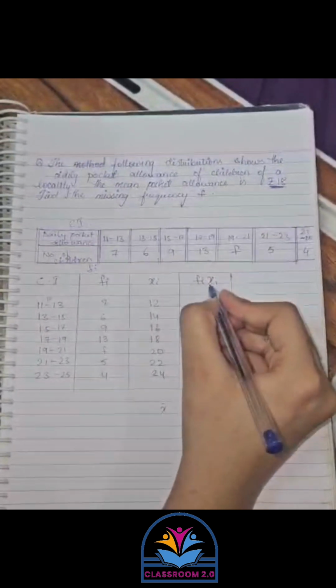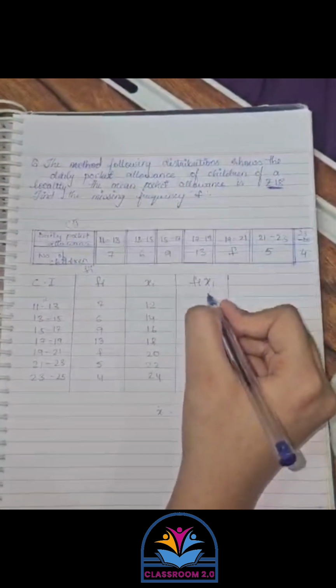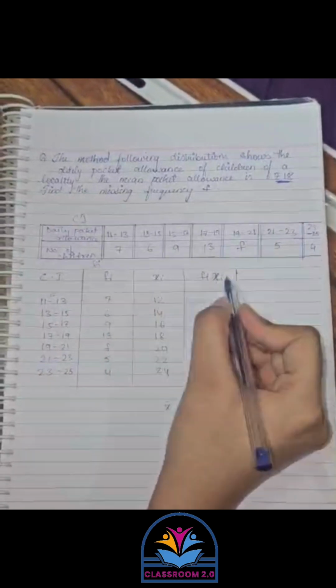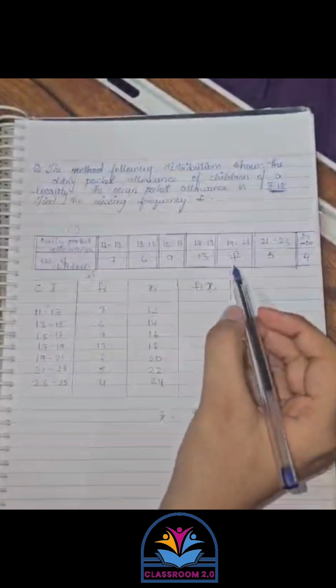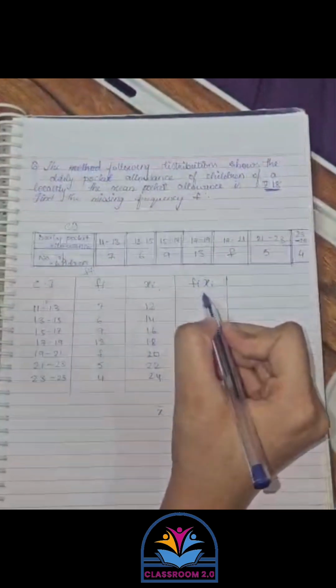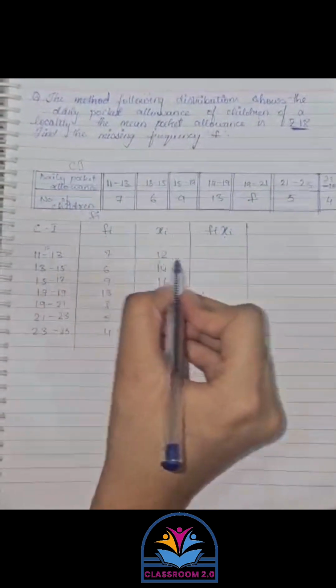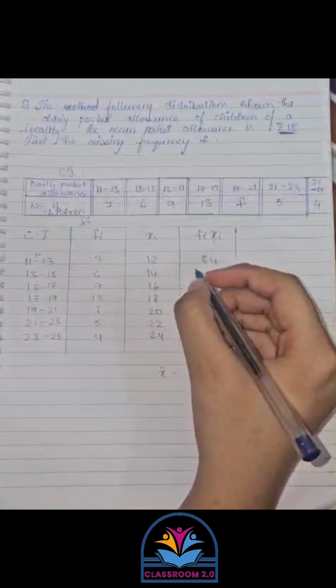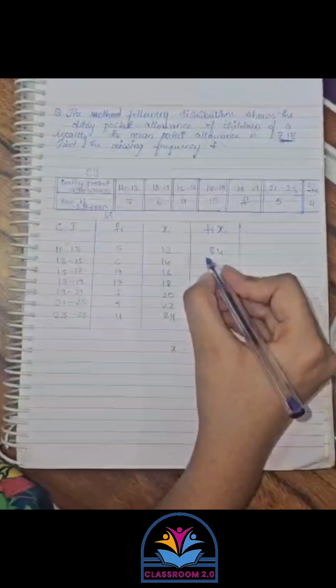Now I need to take out fi xi. And how am I going to do that? Simple. I am going to multiply fi with xi, and I will get my fi xi. Alright, so 7 into 12, 84. 6 into 14, 84.